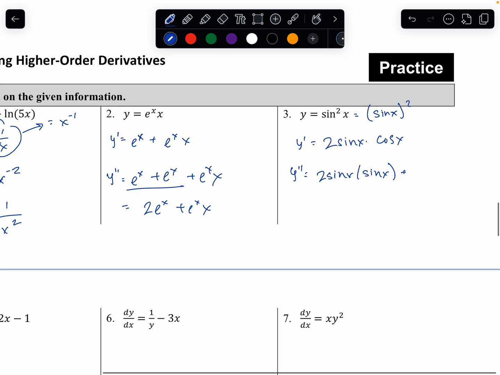So I'll just put the negative right here. The derivative of sine would be cosine, so I'll put the negative right there. And then plus the derivative of 2 sine of x, which would be 2 cosine of x, times cosine of x. So in short, we have negative 2 sine squared of x plus 2 cosine squared of x. And that's good right there.